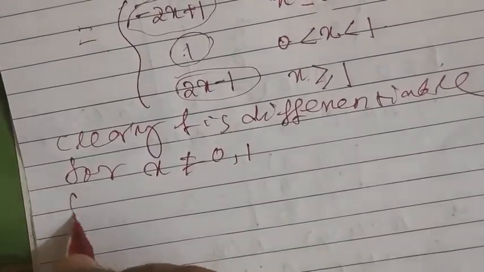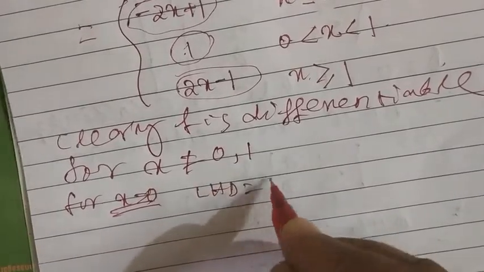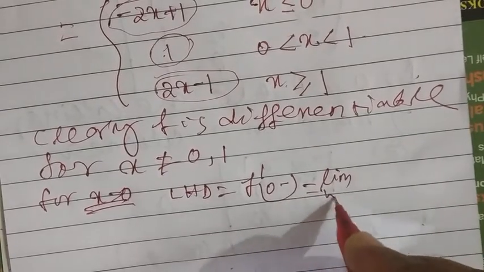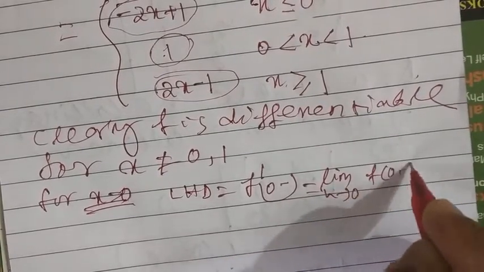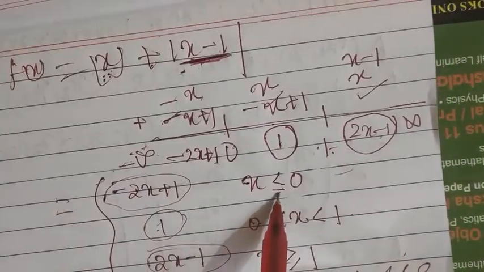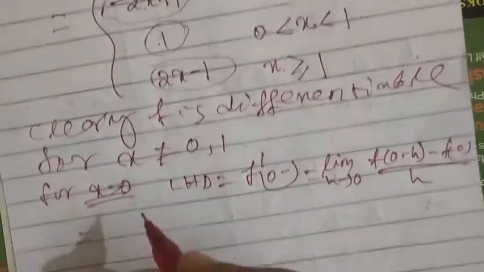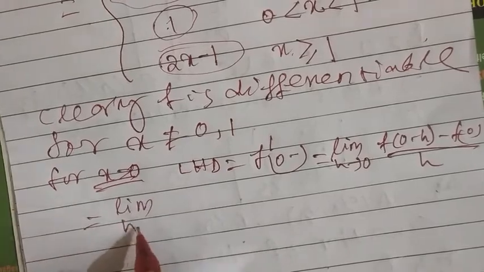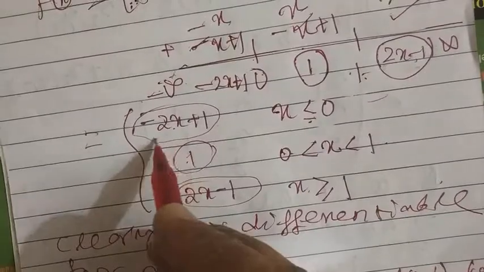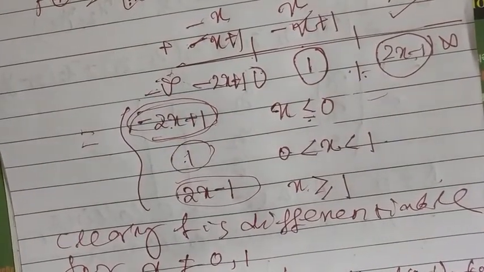Now for x equal to 0, what is the LHD? f dash 0 minus is limit h tends to 0, f of 0 minus h minus f of 0 by h. What is f of 0? Just look, put 0 here, it is 1. Now this is limit h tends to 0, and 0 minus h is less than 0, so this is the expression I shall use. So what shall I write? Minus 2 into minus h plus 1.